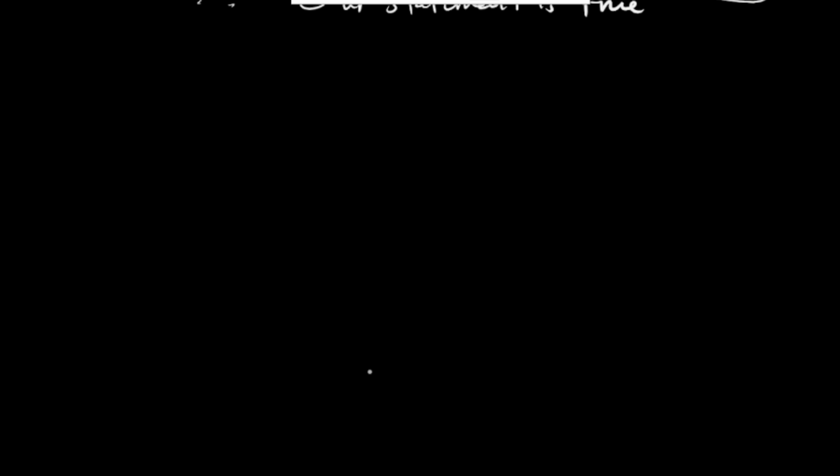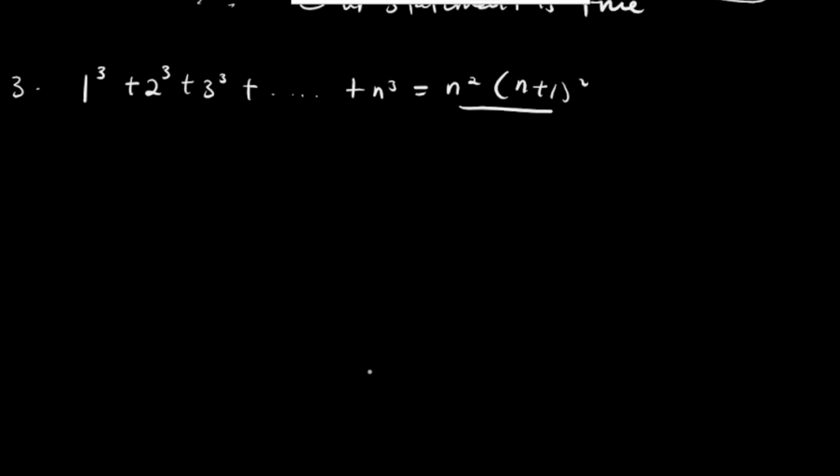Now let's see our third example. And our third example is also a series: 1 cube plus 2 cube plus 3 cube plus up to n cube is equal to n squared multiplying n plus 1 all squared all over 4, right? So in this question, what are you going to do? As usual, our base case.